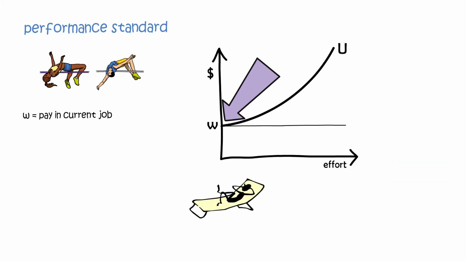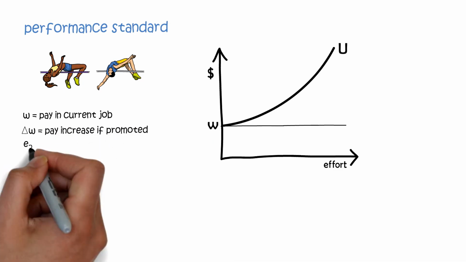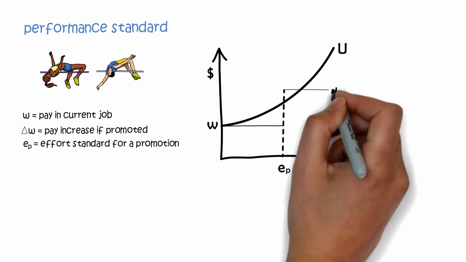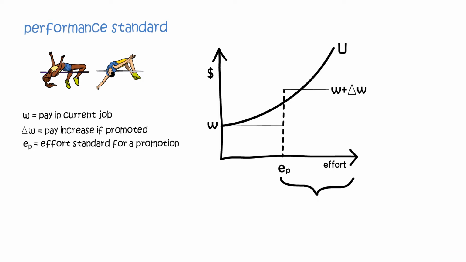But now suppose the worker will be promoted and receive a pay increase of delta W if their effort meets or exceeds a standard EP. The compensation plan in the graph then has a jump equal to delta W at the promotion standard of EP because the worker's pay would be higher at effort levels above that standard thanks to the promotion.